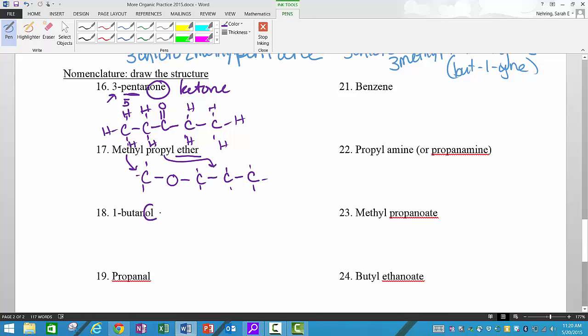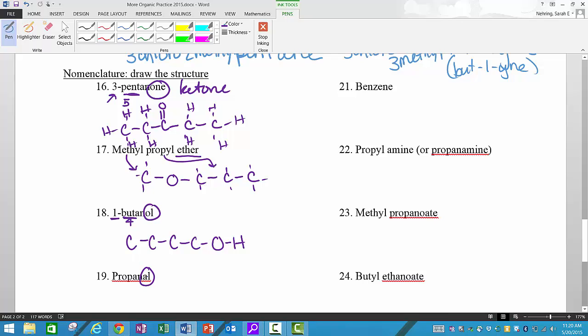Okay, number 18 has an "-ol" ending. That means there is an alcohol group in there somewhere. It's going to be attached to a carbon. Since it's 1-butanol, that means my alcohol group's attached to the end carbon. And the but tells me there's 4 carbons in my chain. So 1, 2, 3, 4. That is 1-butanol.